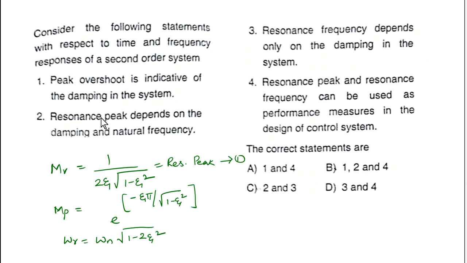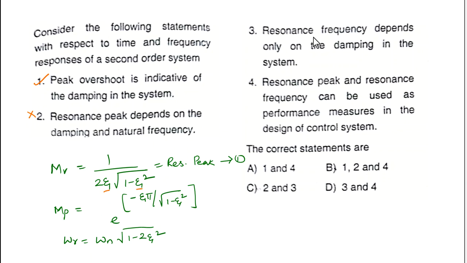So now observe here, the peak overshoot is an indicator of damping in the system. So it indicates the damping in the system, which is true. So this one is a true option here. Resonant peak depends upon the damping and natural frequency. See here, the damping factor is there, but is the natural frequency there? No. So it is false.